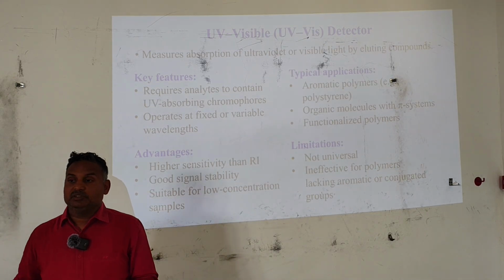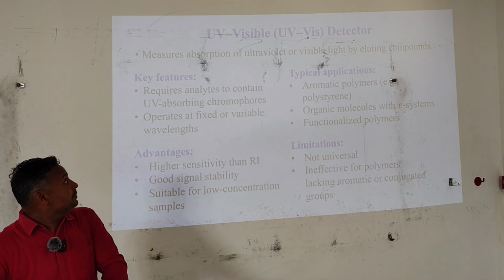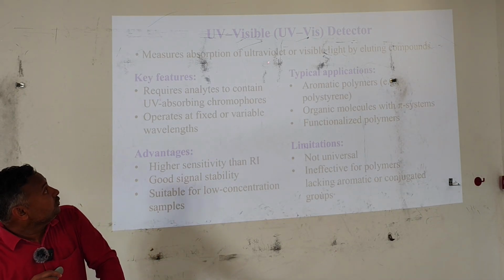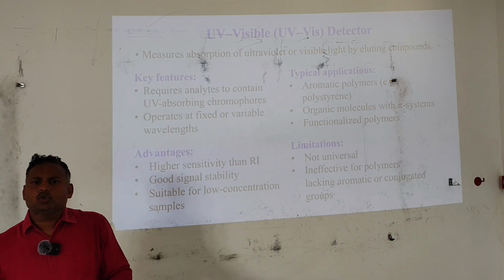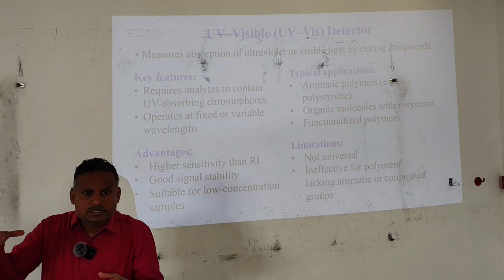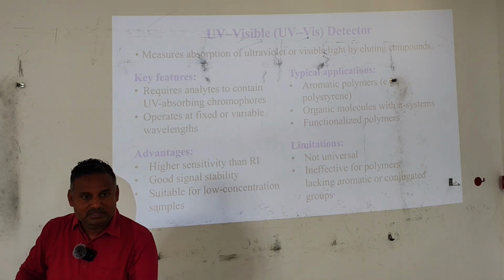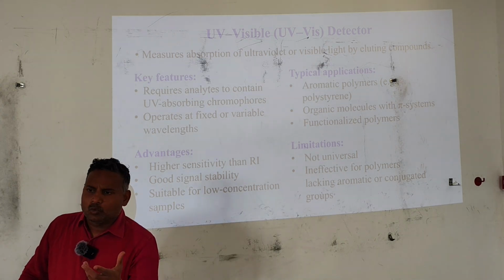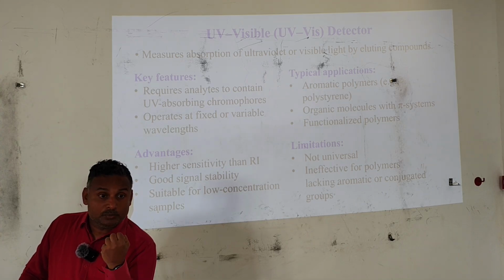Now we are coming to the next detector, UV visible. It will measure the absorption of UV or visible light by eluting compounds. It is similar to attaching a UV visible spectrometer to the end of the column. We know what a UV visible spectrophotometer will do: it will measure the concentrations.